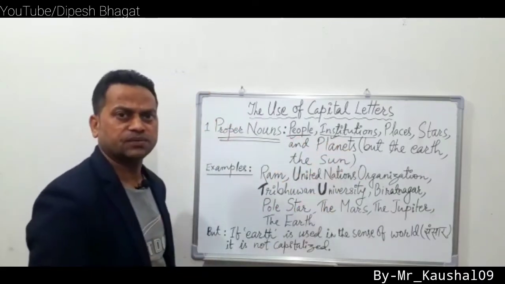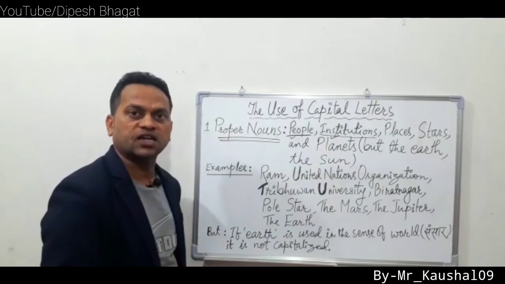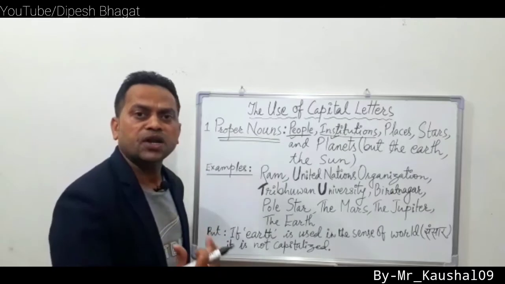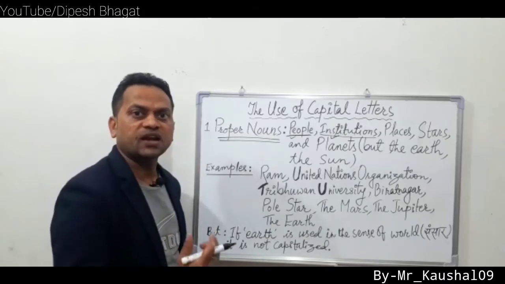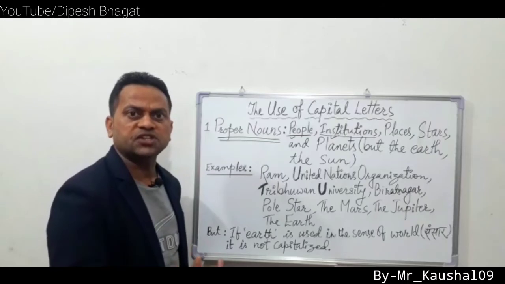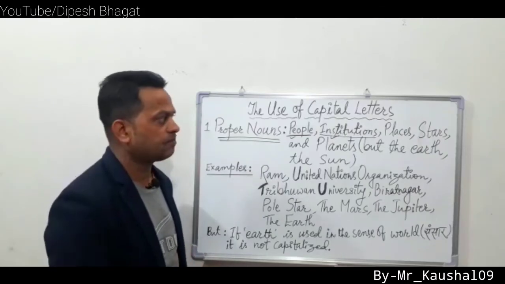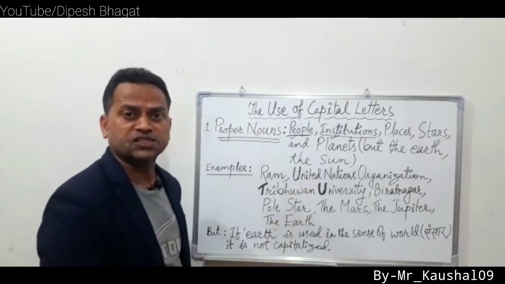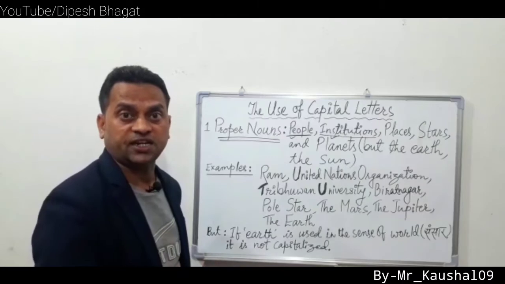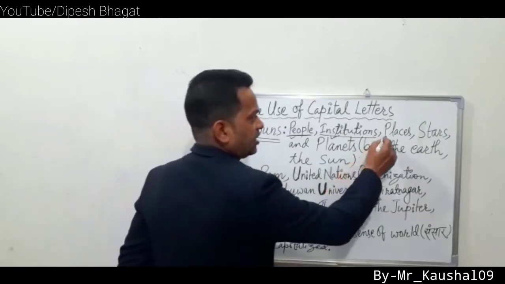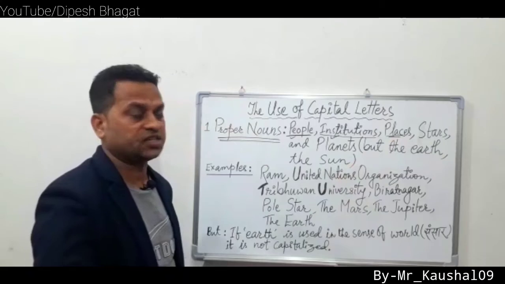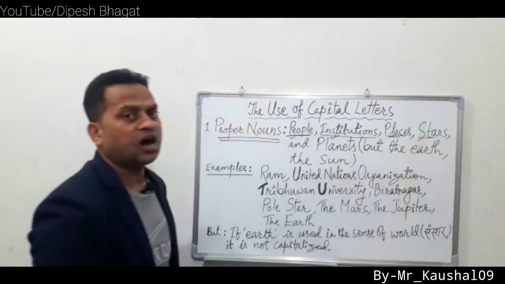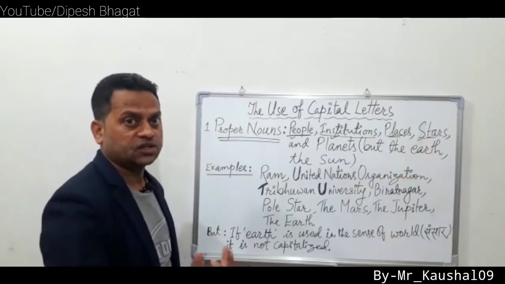Institutions may be colleges, or any social organizations, NGOs. For example, Tribhuvan University, that is a proper noun. Maryland College, that is a proper noun. James International School, that is a proper noun. Yes, and then it can be United Nations organizations, Paropkar Sanstha, Red Cross Society. These are all proper nouns. Next is places. Places, I told you, Biratnagar, Nepal, Kathmandu, these are proper nouns. Similarly, stars, Pole Star, that is a proper noun.